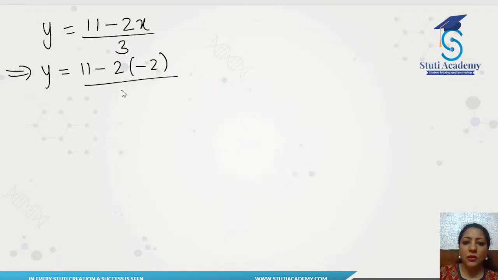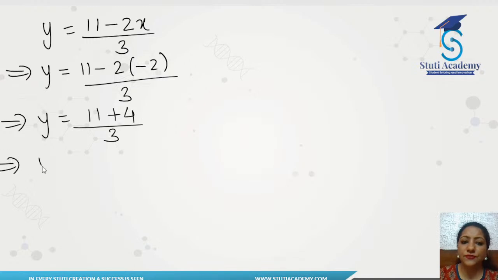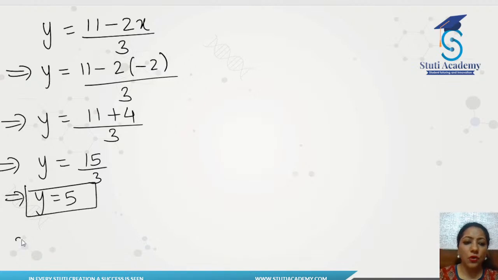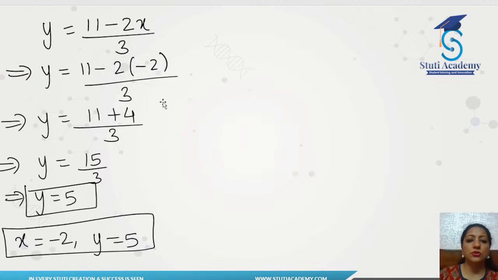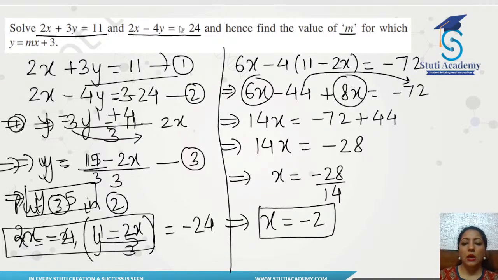So here we have upon 3. So y is equal to 11 plus 4 upon 3. That is actually 15 over 3. So y is 5. Now we have got x as minus 2 and y as 5. We have got the solution of the given set of equations.